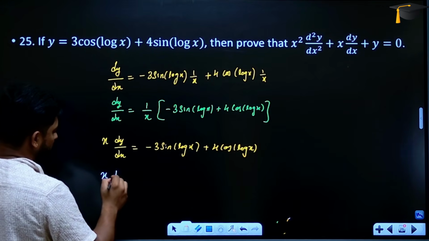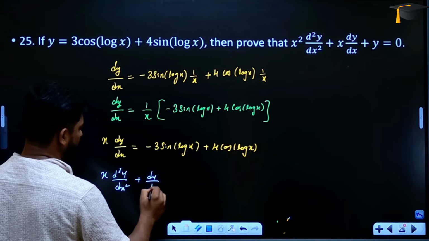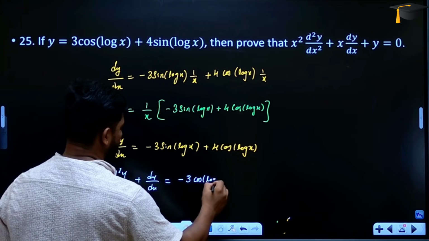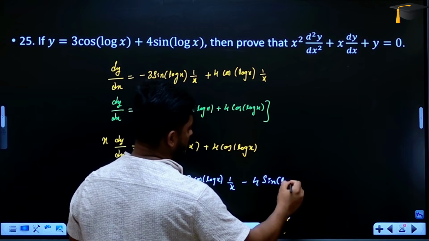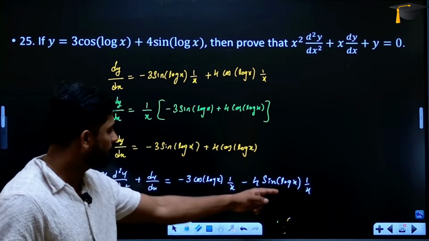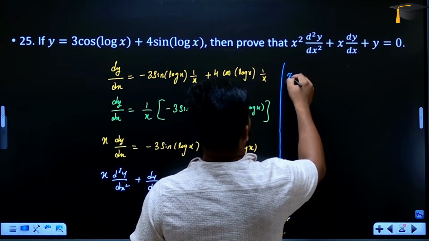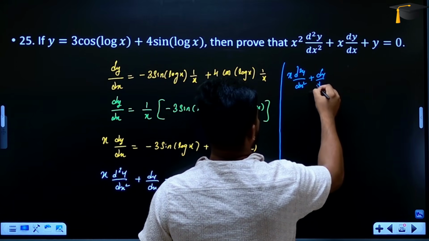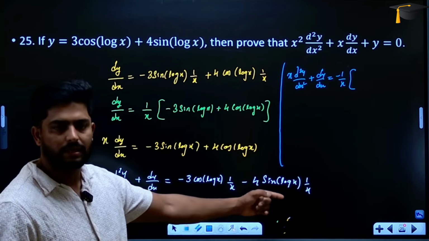Product rule: x into d square y by dx square plus dy by dx is equal to minus 3 cos of log x into 1 by x minus 4 sin of log x into 1 by x. Okay. So once again, you can take minus 1 by x common, right? So let's take minus 1 by x common. So here x d square y by dx square plus dy by dx is equal to minus 1 by x, taking common, you end up getting cos log x plus sin log x.